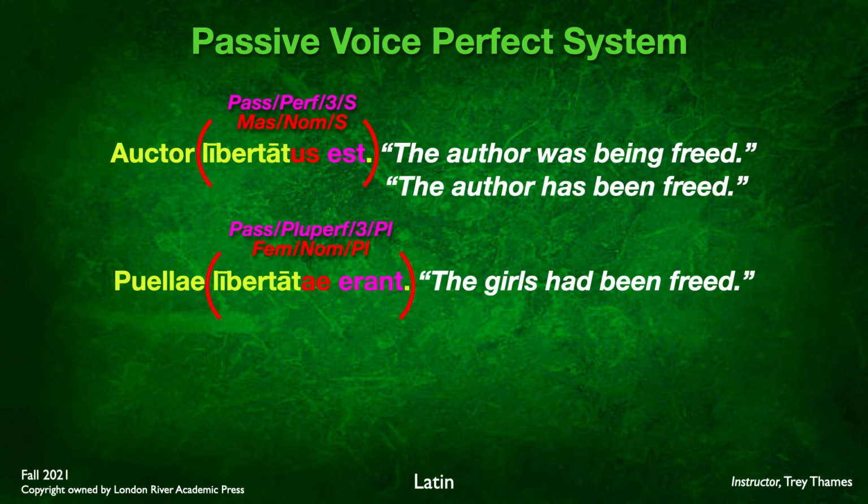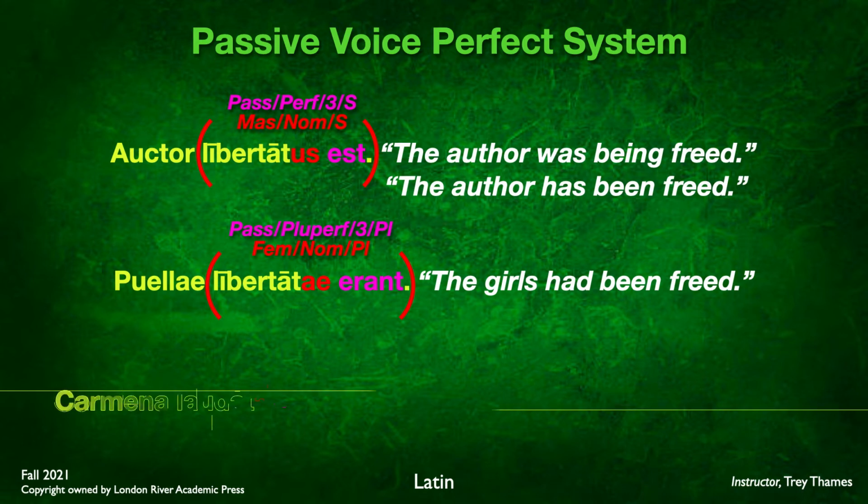So this is the pluperfect form, passive, pluperfect, third person plural. And consequently, since puellae is plural, and it's feminine, by the way, we had to use the feminine nominative plural form libertatae. AE here is the feminine nominative plural ending. The girls had been freed.